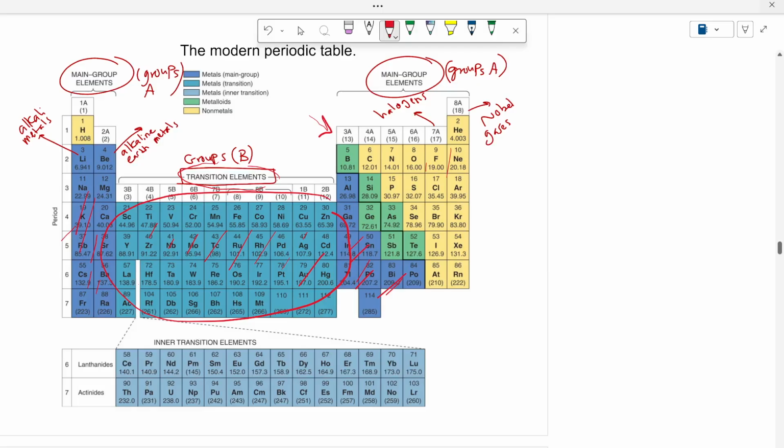Last point is the names of the groups. Some groups or columns in the periodic table have characteristic names. For example, group 1A is called alkali metals, this group here, except hydrogen. Hydrogen, by the way, is an exception. It's written with metals, even though it's a non-metal. This is why we put it here in a yellow color.